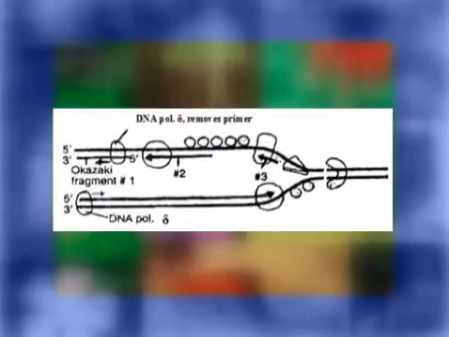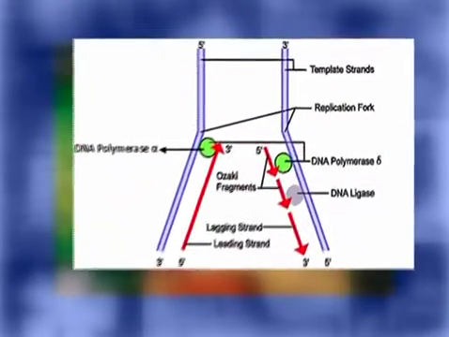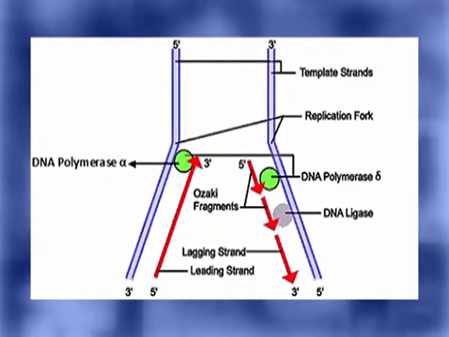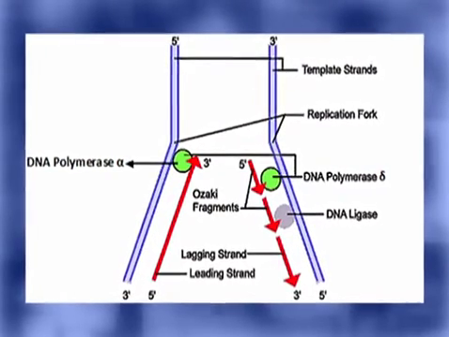Next, an RNA primer is made for the lagging strand and DNA polymerase alpha extends the strand. DNA synthesis is discontinuous in the lagging strand and hence requires a series of RNA primers. DNA in the lagging strand is synthesized at the 3' end of each primer, generating an Okazaki fragment that grows until it meets the adjacent Okazaki fragment.